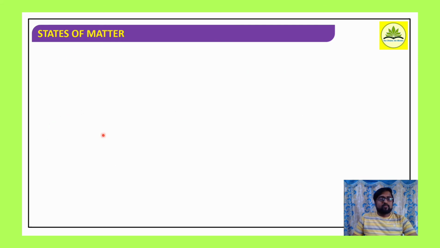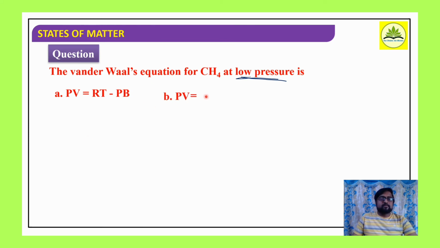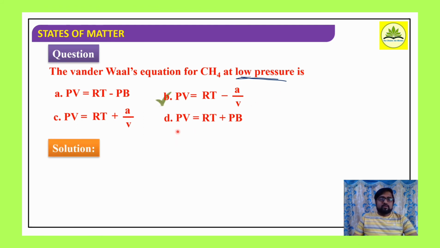Okay, next question. The van der Waals equation for methane at low pressure. What are they saying? We already know the behavior at low pressure, at moderate pressure and at high pressures. Look at the options first. PV = RT − PV. PV = RT − a/V. PV = RT + a/V. PV = RT + PV. So what is the answer here? PV = RT − a/V.